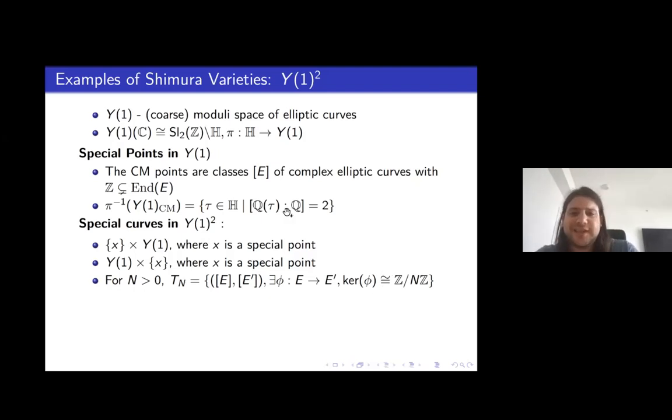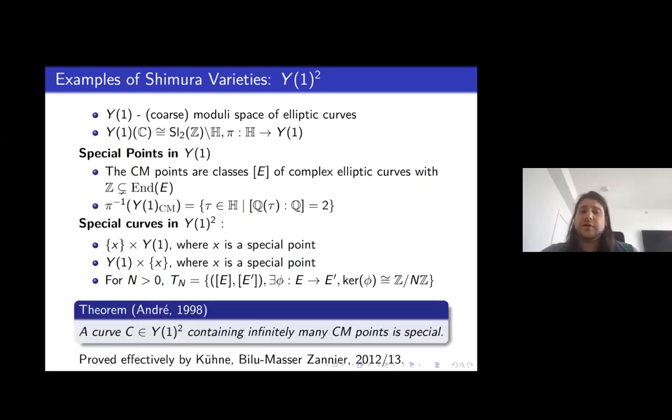And from the perspective of the upper half plane, I didn't write this, but you can think of this as the graph of multiplication by n. It in fact descends to a nice algebraic curve in Y1. Okay, and so André's theorem from this perspective is that if you have a curve in Y1 squared, and it contains infinitely many CM points, i.e. a point both of whose coordinates are these CM points here, then that curve is special. It's one of these three families of curves.